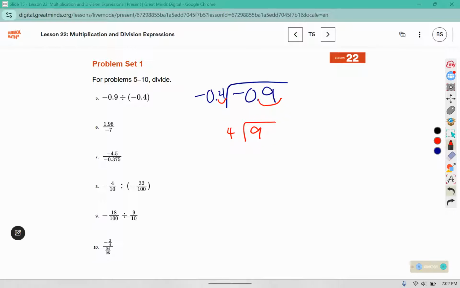A negative divided by a negative comes out to a positive answer. 4 fits into 9 2 times, giving them 8. Don't forget your decimal. 9 minus 8 is 1. Bring down a 0. 4 fits into 10 twice, leaving you with 2. And 4 fits into 20 5 times. So the answer to number 5 is positive 2.25.